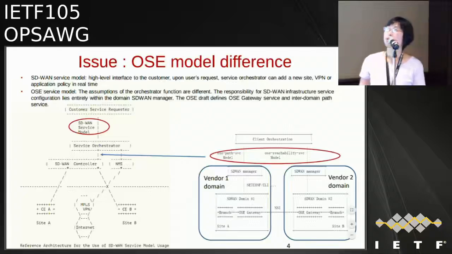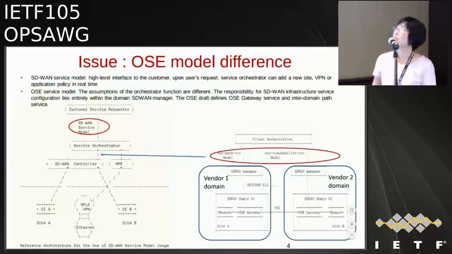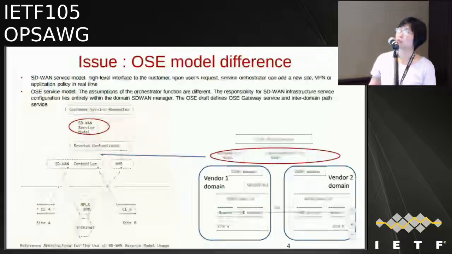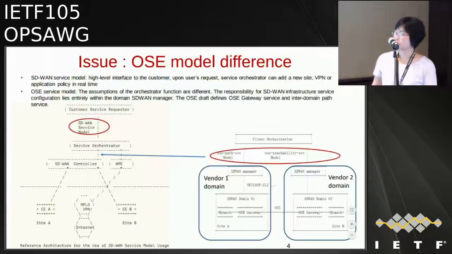But for the OSE model, the assumption is quite different. They feel that SD1 infrastructure service is just within their vendor domain, the SD1 manager's scope. So they don't want to touch anything about the site VPN part. They just want to do the OSE gateway service between the two domains. So right now they have the OSE gateway service model, and they also have a PaaS service, very similar to our SD1 model with application policy, but they just touch the application SLA-based policy.